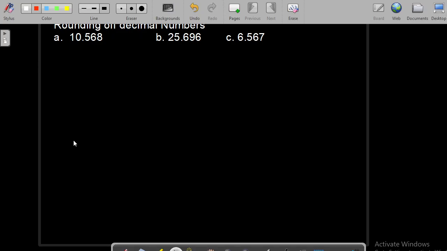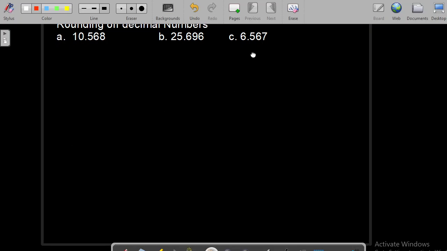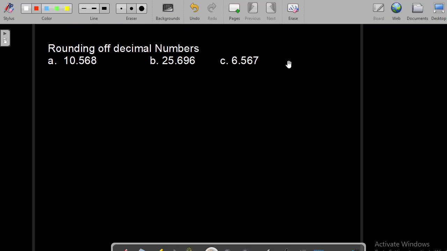Welcome. Rounding off is one of the most crucial aspects of mathematics. There is a lot of confusion regarding the correct method. Today, we are going to learn how to round off numbers up to a certain decimal places. I will elaborate with the help of these examples.